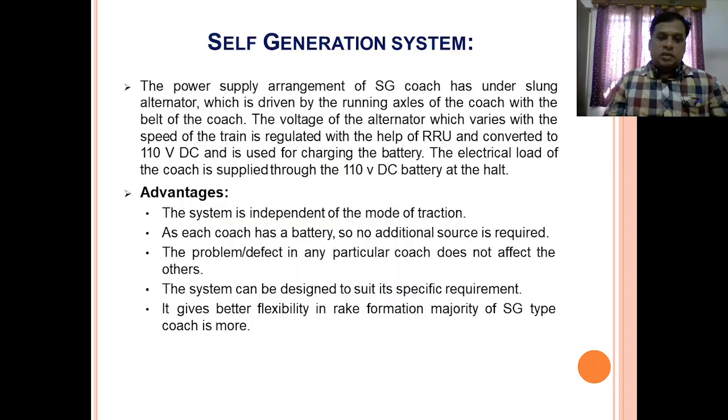And the next one is the self-generating system. What is a self-generating system? This self-generating system is a system where you will be having the power supply arrangement of the self-generator coach. It has a slung alternator also, which is driven by the running axles of the coach with the belt of the coach here. The voltage of the alternator, which varies with the speed of the train, is regulated with the help of a regulating unit and converted to 110 volts DC. It is converted to 110 volts DC here and used for charging the battery here.